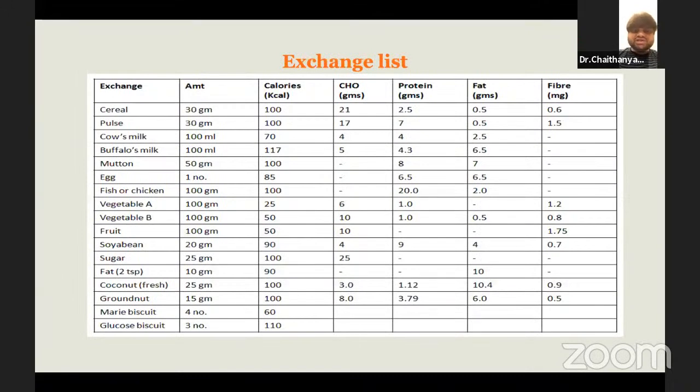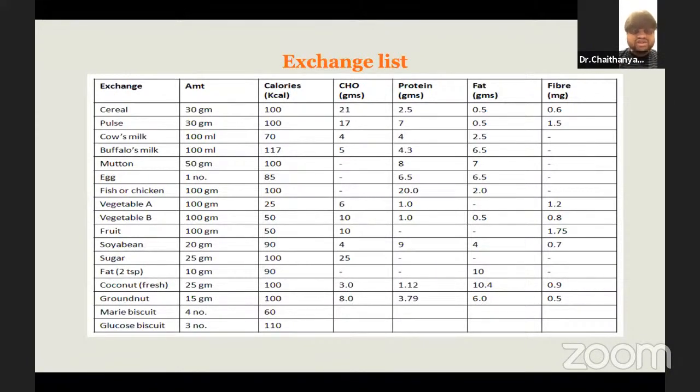So this is the exchange list. Roughly, you can see cereal 30 grams has 100 kilocalories of energy, 21 grams of carbohydrate, 22.5 grams of protein, 0.5 grams of fat, and 0.6 grams of fiber. Again, carbohydrate, you should remember, it can come from starch, it can come from sugar, it can come from fiber, it can come from non-starchy things, it can even come from milk. That's how you should understand.